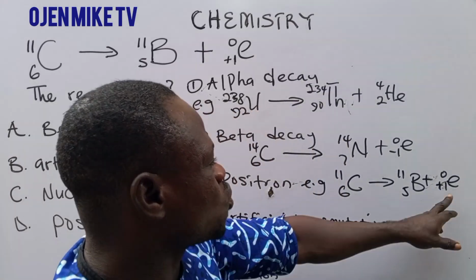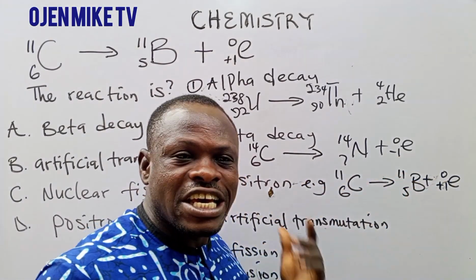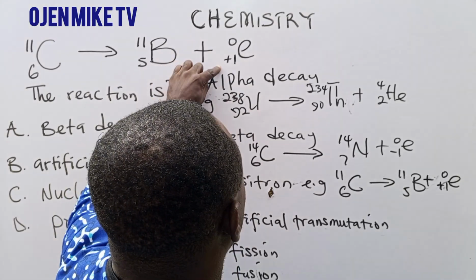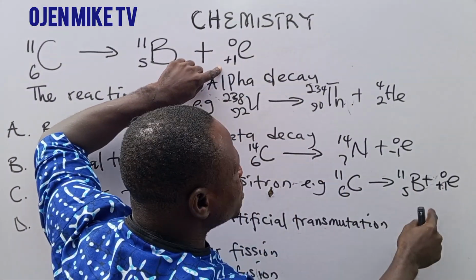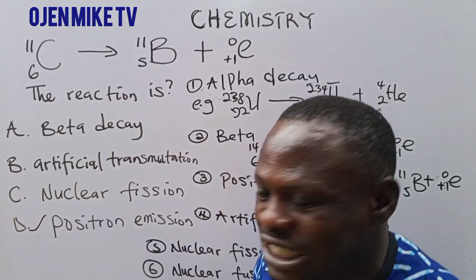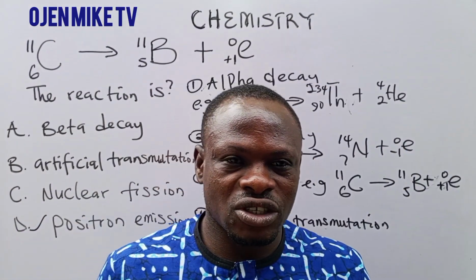You can see this one is what? Positive. This one is what? Negative. So anytime you see an equation like this, it is what? It is a positron. All right, so with that, look at this now. We have the same thing here. So the answer is what? A positron, which is Option D. A positron will always emit what? A positive electron. Is that understood?